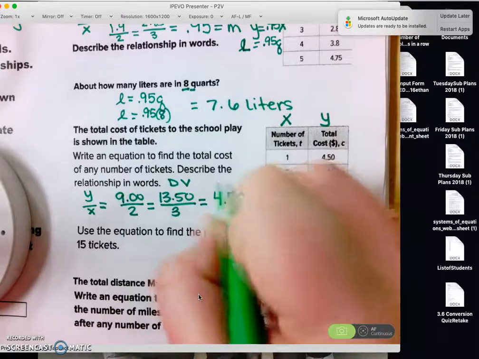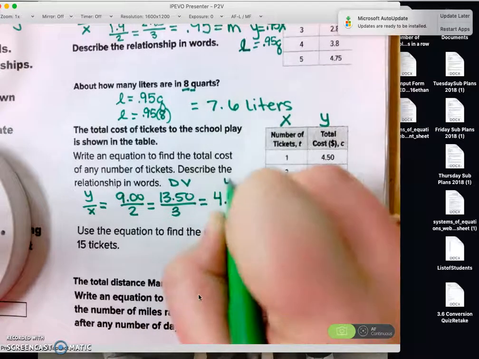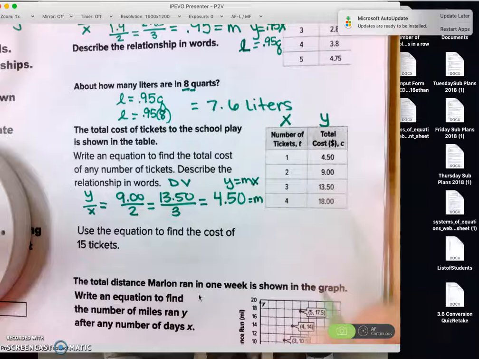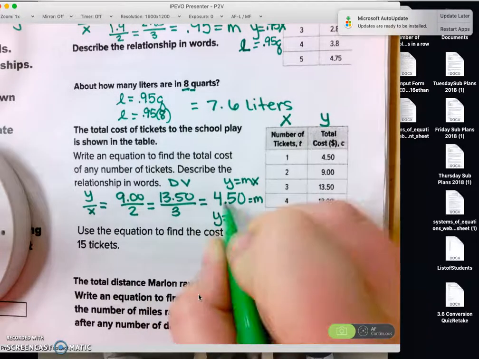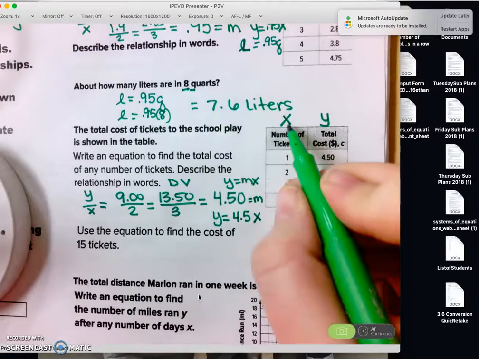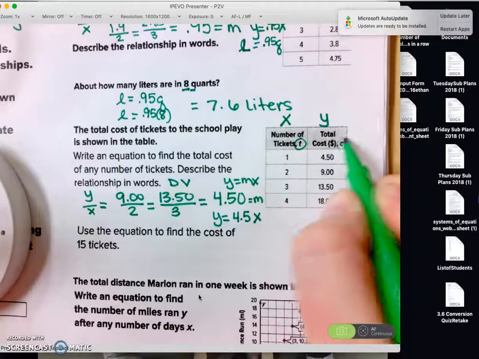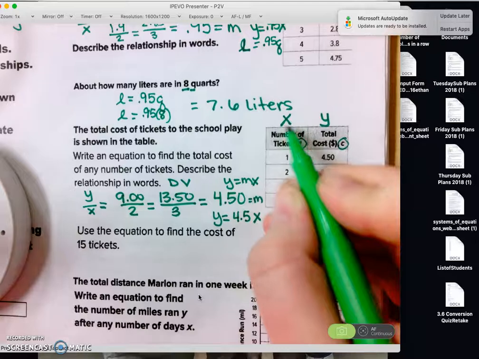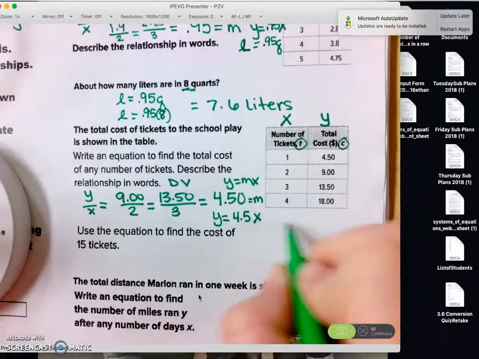So remember, this is my M. So with direct variation, we're going to replace the M with $4.50 X. But again, I want to write it using these variables. So instead of X, I'm going to write T.